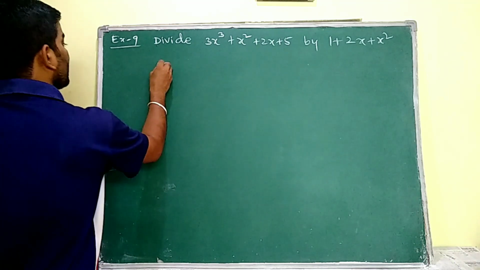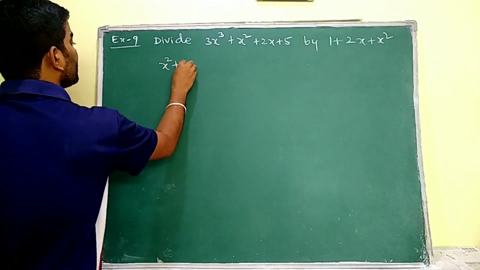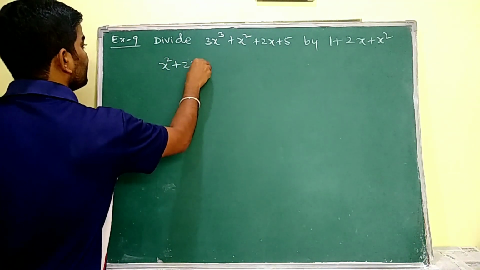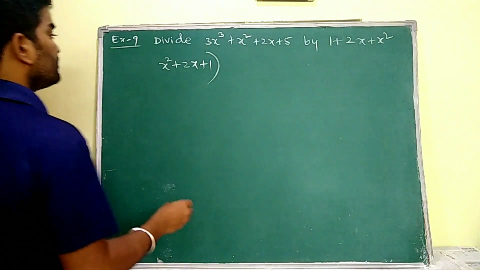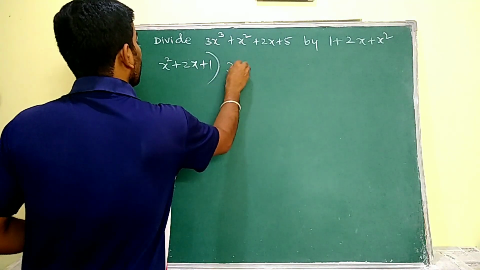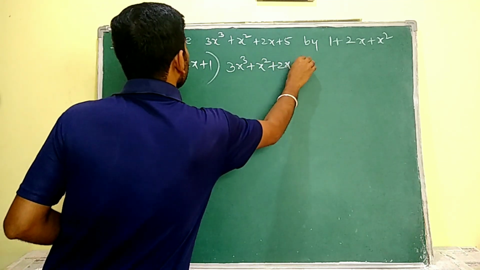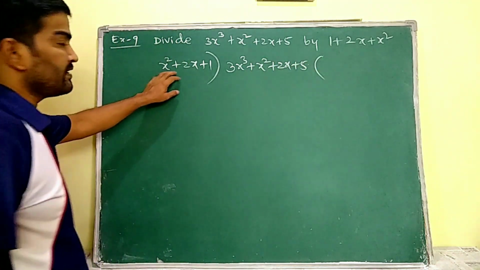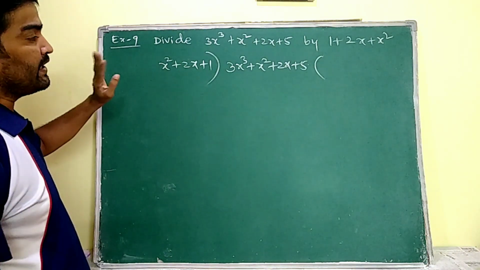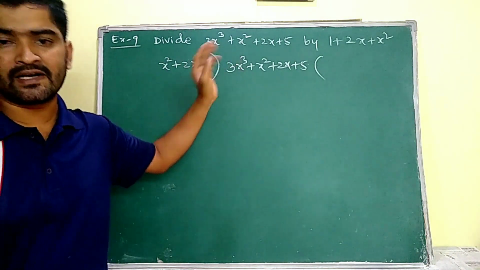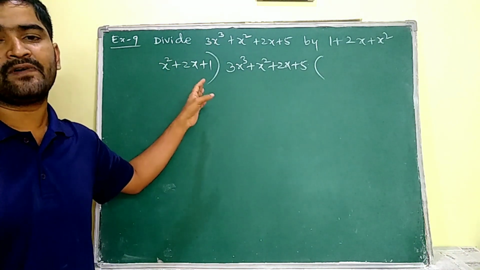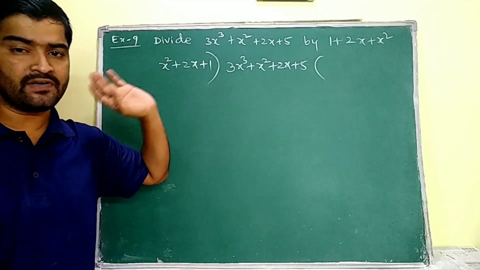For that, I am going to write the x square term first, then the x term, then the constant. I have to divide 3x cube plus x square plus 2x plus 5 with x square plus 2x plus 1. Now the divisor and dividend are arranged in a standard form by decreasing order of their powers.